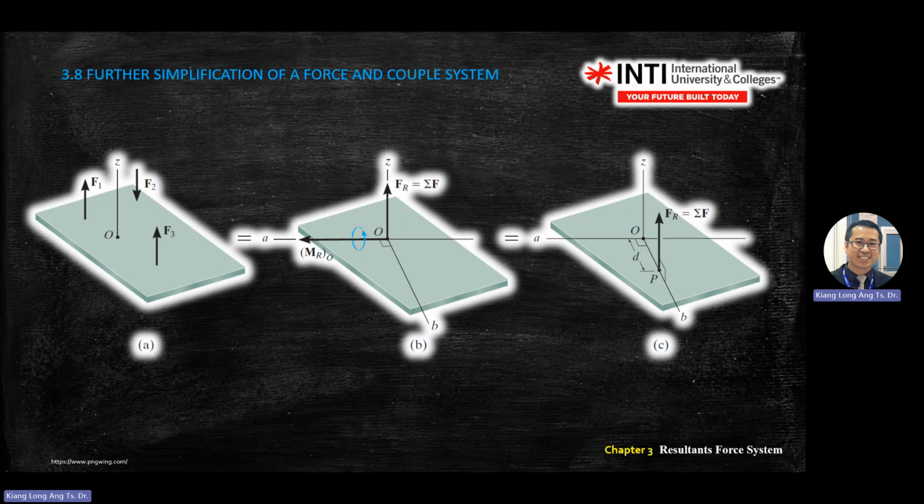Okay, so how do you change from the middle diagram to the right hand side diagram? You want to eliminate this MR. This MR is anti-clockwise. So how to generate anti-clockwise? For this moment, you move your FR along the B axis. It will generate anti-clockwise moment. Don't move the wrong direction.